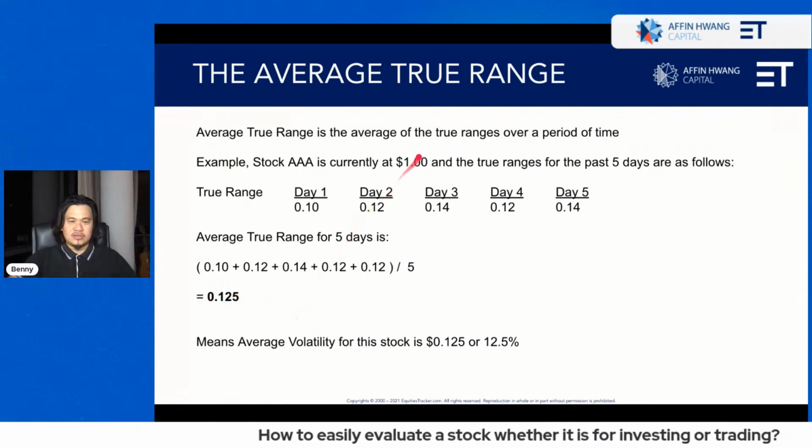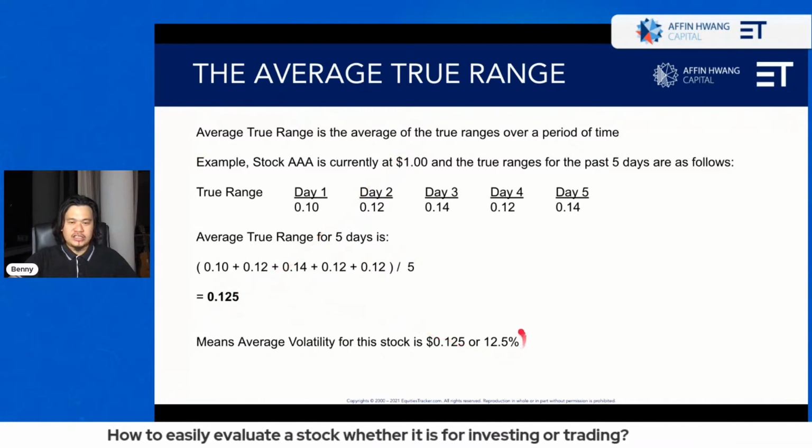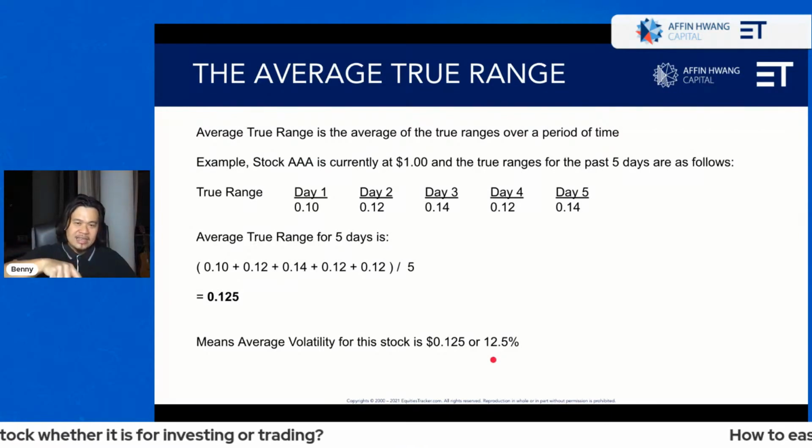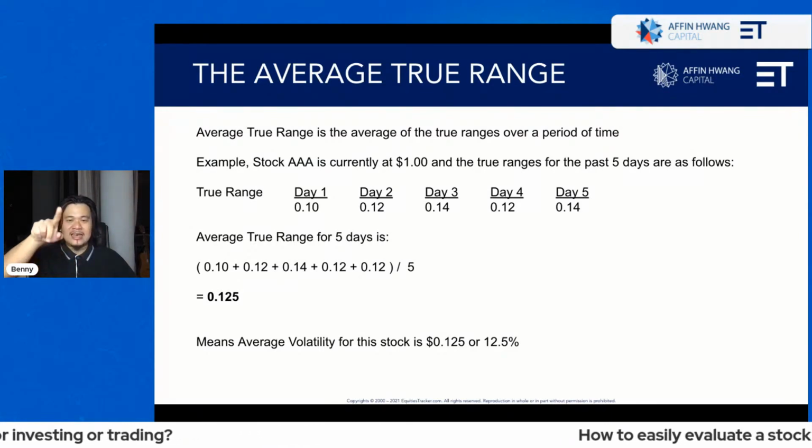Okay, so if the stock is $1, that means the average true range is 12.5%. In other words, the stock can easily move about 12.5% a day.